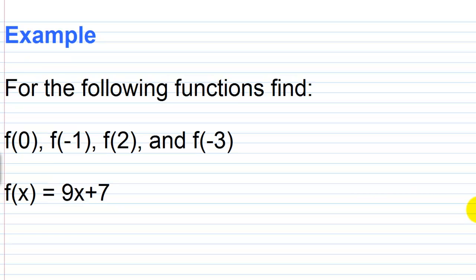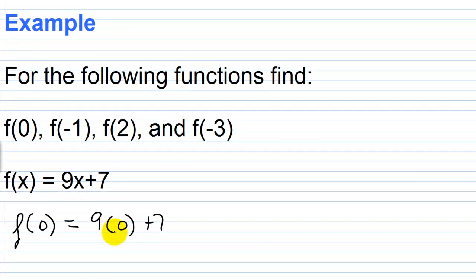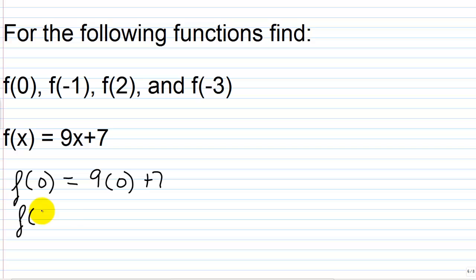Okay, let's do another quick example here. For the following functions, we want to find f of 0, f of -1, f of 2, and f of -3. So we have f of x equals 9x plus 7. So what's f of 0? Let's start with that. F of 0. Well, it just means I'm plugging a 0 in for x, so I have 9 times 0 plus 7. 9 times 0 is 0, so f of 0 equals 7.